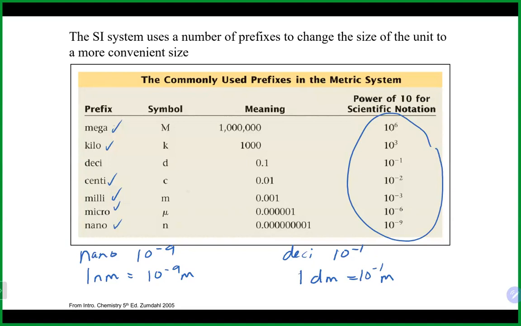It doesn't matter really what the base unit is. If I had 1 nanoliter, that would still be 10 to the minus 9 liters, right? So it works the same way. It doesn't really matter if it's liters or grams, it's the base unit. If I had 1 nanogram, that is 10 to the minus 9 grams. So it works the same way, regardless of which one you have. Same thing with centi, for example. If I have 1 centimeter, that is 10 to the minus 2 meters.